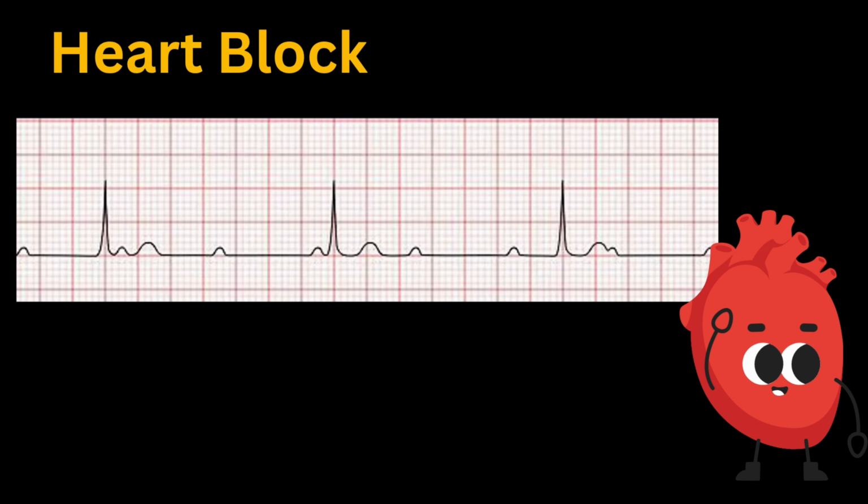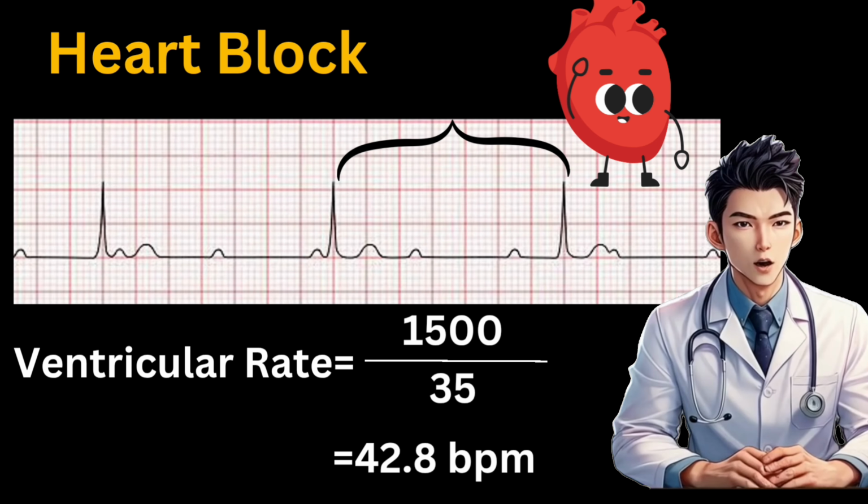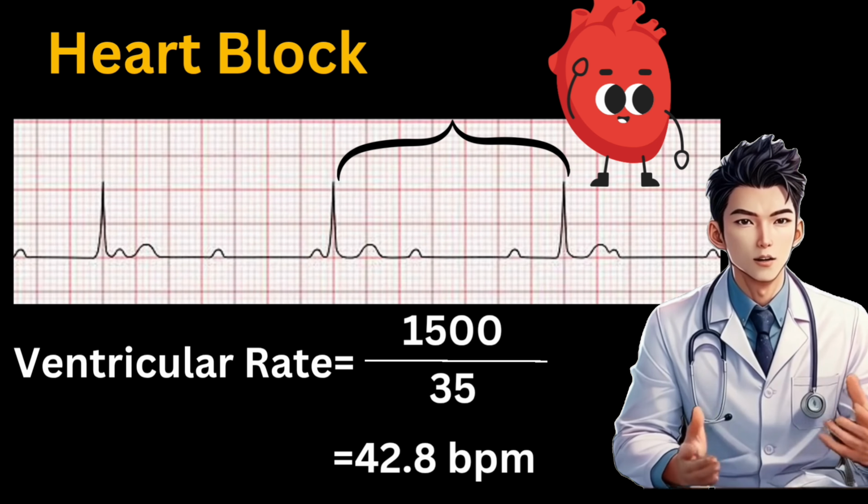If we calculate the rates separately, in such cases, you calculate the ventricular rate. So if we use the number of small squares, 35, 1500 divided by 35 is equal to 42.8. So the ventricular rate is 42.8 beats per minute and it is less than 60. So this is a bradycardia. Since it's a heart block, in heart block we have bradycardia.